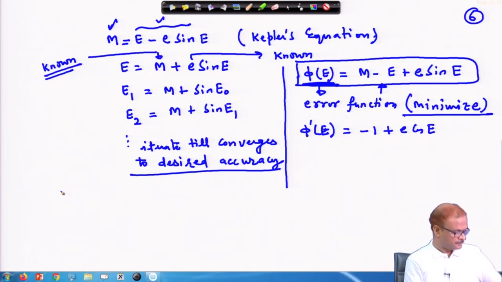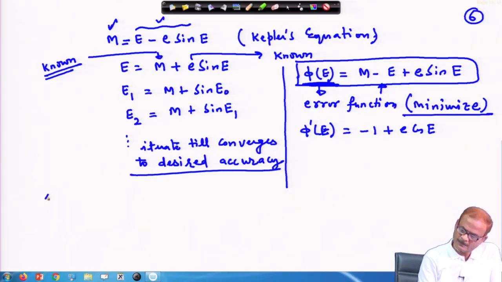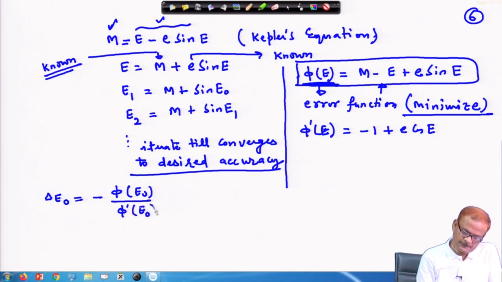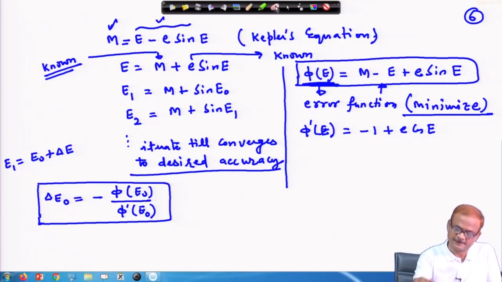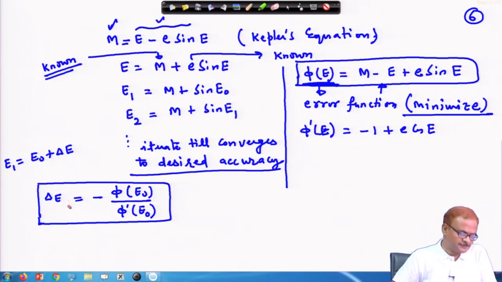Okay. And thereafter, the basic equation for the Newton's method we use and work out this problem. I am just going to write it here. So, delta E 0 will be equal to minus phi E 0 divided by phi prime E 0. This is the correction that we get. So, we can give this correction to E 0. So, E 1 equal to E 0 plus delta E 0, or delta E itself we can write here. So, this is the desired correction.